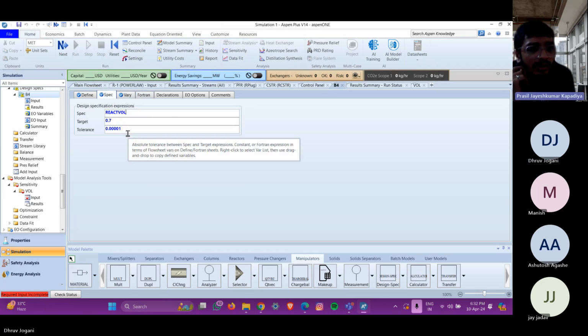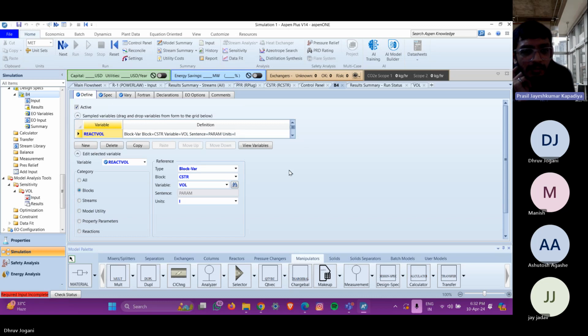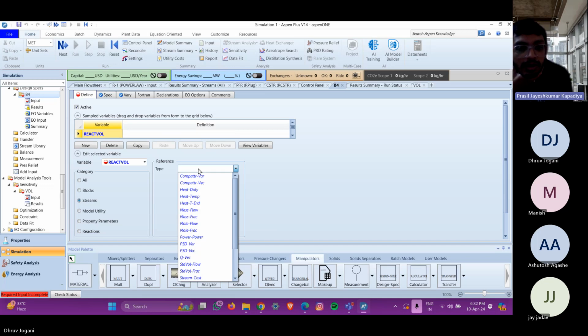Can you go to define? Yeah, here we made a mistake. We are defining a block variable, but it's a stream variable. Go to stream variable from the left. We need to define our target first. So what is that target? It is a mole fraction.